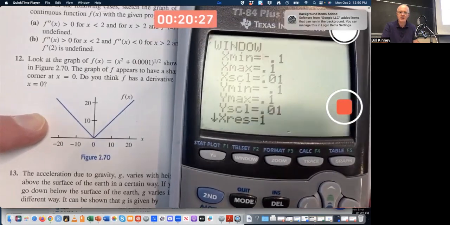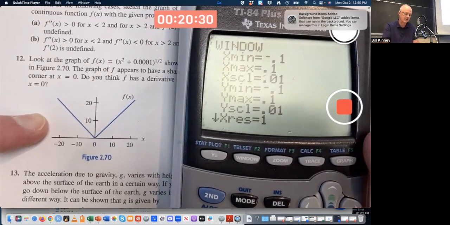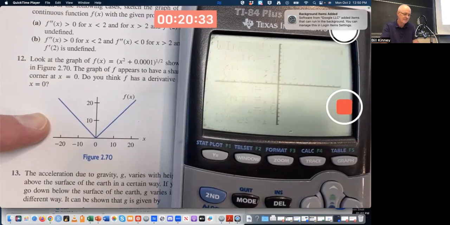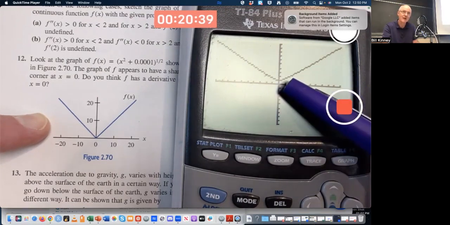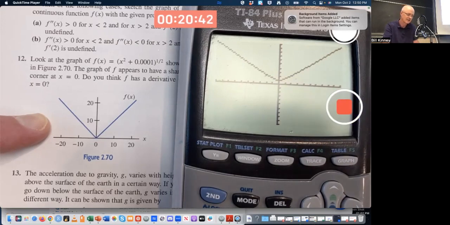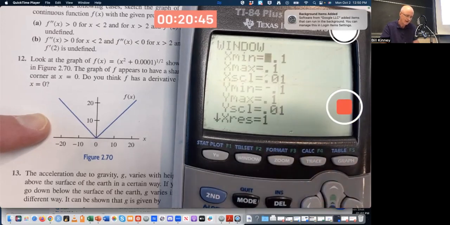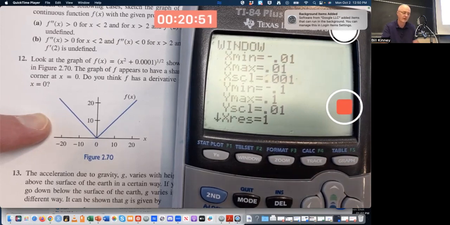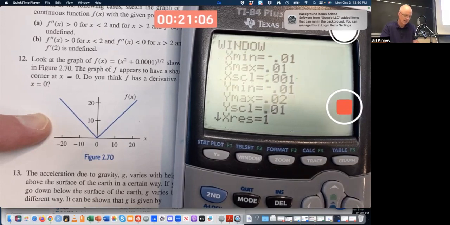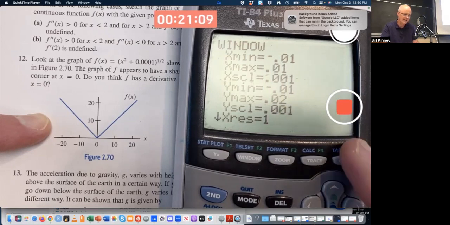I'm pretty close to the origin here as it is. Let's see if it looks like a corner on this scale or not. Looks pretty corner-like, though maybe not as much as the book's picture. Let's zoom in closer. Negative 0.01 to positive 0.01 for x. I don't know if you noticed, but the graph actually was not going through the origin. So as I zoom in the y direction, I probably want to be a little bit above the origin. Let's go negative 0.01 to positive 0.02, maybe.